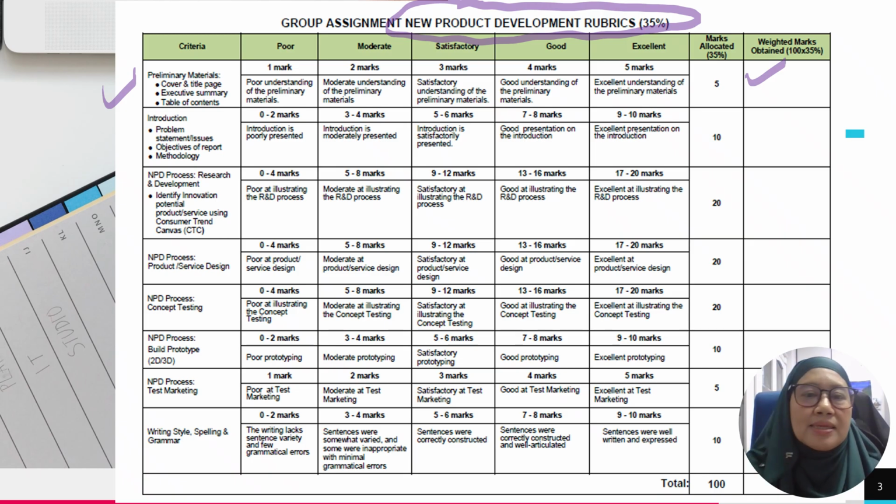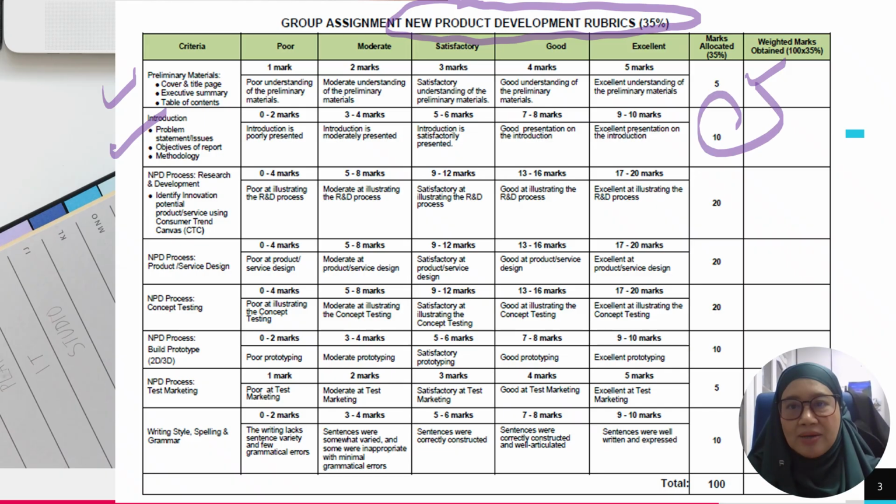Next is introduction. This one is 10 marks. This is where you explain your problem statement, report objectives, and methodology. A strong introduction should clearly outline what issues your product solves and how you plan to approach it. Then we move to the core of your work, which is the NPD process. This is divided into several key parts. The first is research and development, which is 20 marks.